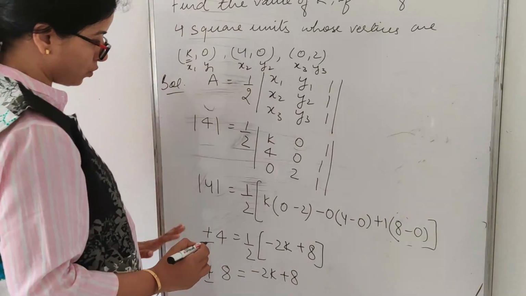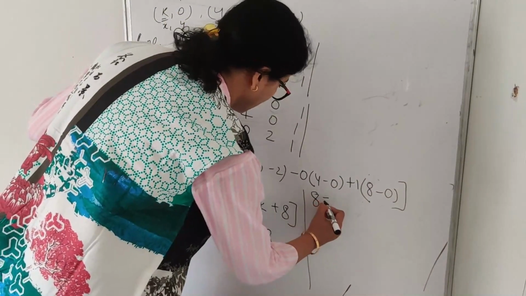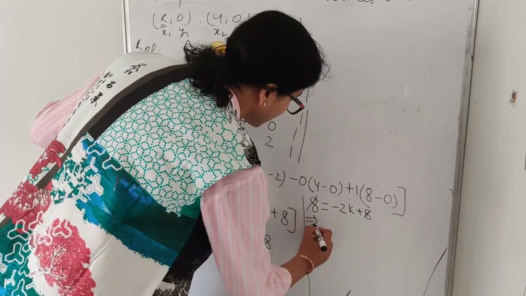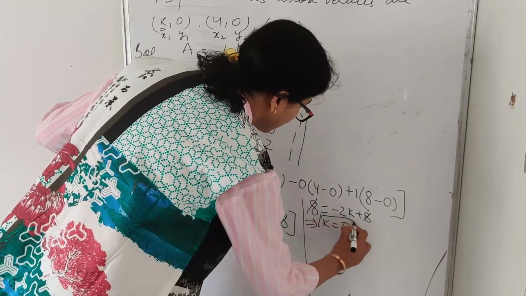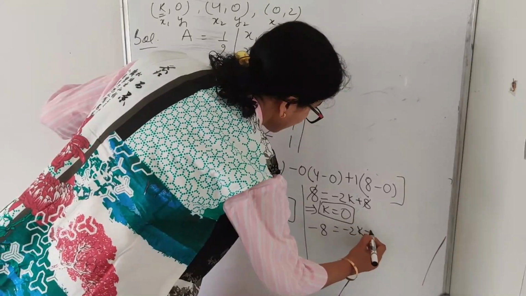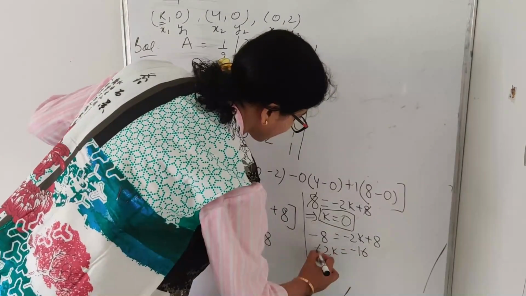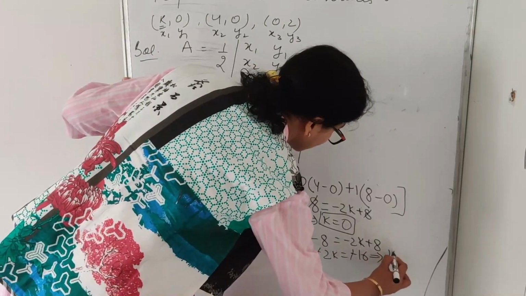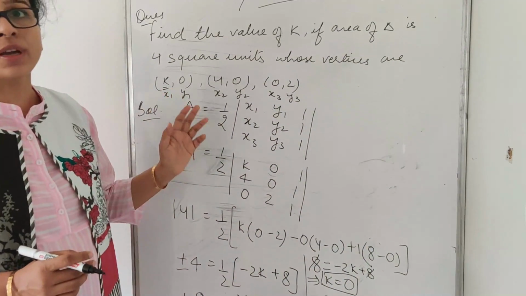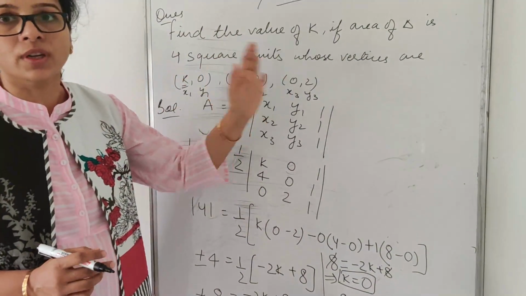Now I have two values for k. What are those two values? 8 equals minus 2k plus 8. So 8 and 8 will get cancelled, which implies k is equal to 0. This is my one value. When I use minus 8 equals minus 2k plus 8, what does that imply? Minus 2k is equal to minus 16, which implies k is equal to 8. So in that case I am getting two values of k: one is 0, the other is 8, which will yield the area of 4 square units for the triangle.